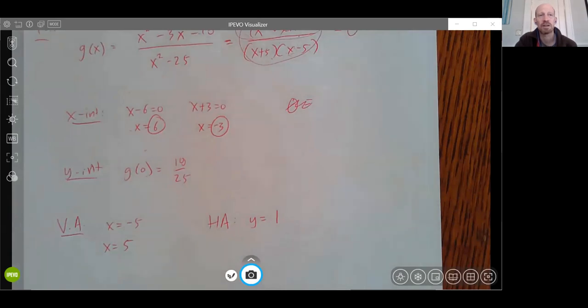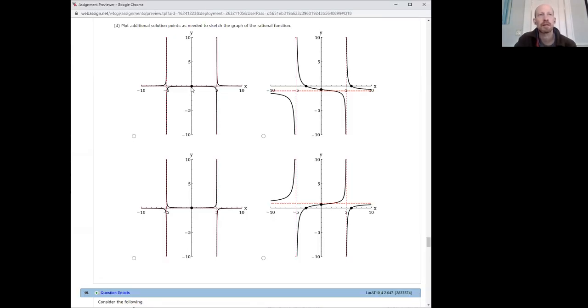Okay, and then we look at the graphs and try and figure out which of the graphs it is. I'll show you these. It's a good question to talk through. So, I've got these 4 graphs to choose from. They all have the right vertical asymptotes, so that doesn't help me. The horizontal asymptote, though, should be y equals 1.